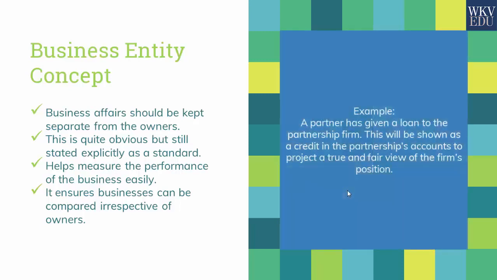Another example is, if a partner has given a loan to the partnership firm, this will be shown as a credit or a loan in the partnership's account, to project a true and fair view of the firm's position. It will not be considered that the partner's money is equal to the partnership's money. It's not like that. So in the partnership's account, it will be shown as a loan forwarded by the partner to the partnership firm, to project a true and fair view of the firm's financial position.